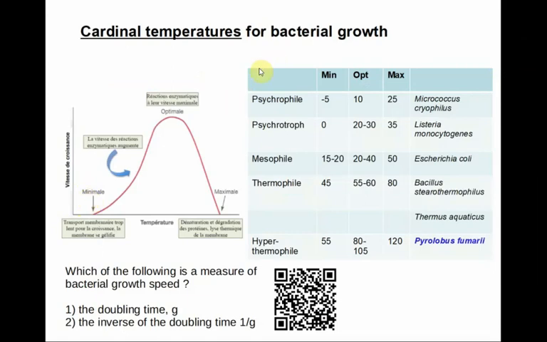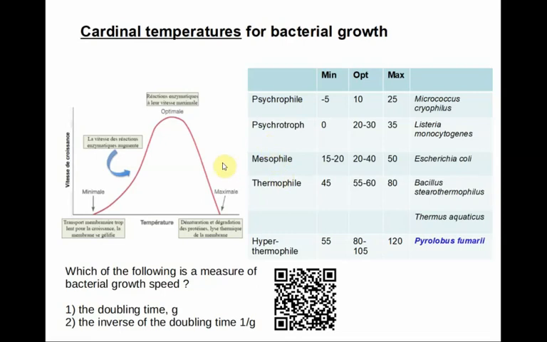So the optimal growth temperature will be the temperature which those bacteria like. They're adapted to grow at a particular temperature. So depending on what the cardinal temperatures are for bacterial growth, microbiologists define these different categories.